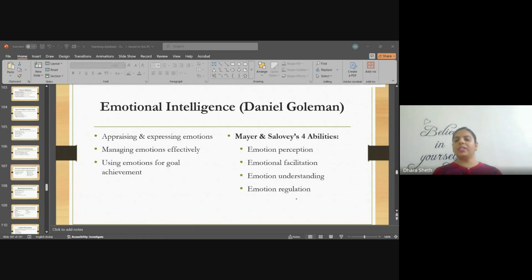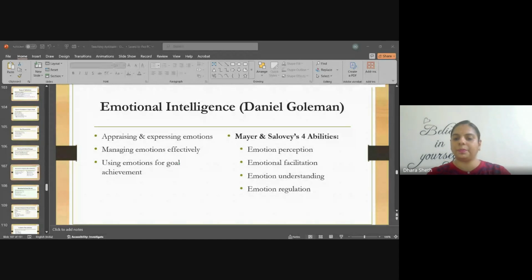Emotional intelligence is a term coined by Daniel Goleman, who's also the author of the book Emotional Intelligence. So he says that in this age, they start appraising and expressing emotions, managing emotions, and using emotions for goal achievement. Okay. So 4 abilities of adolescents, according to Mayer and Salovey, please remember this. This needs to be memorized.